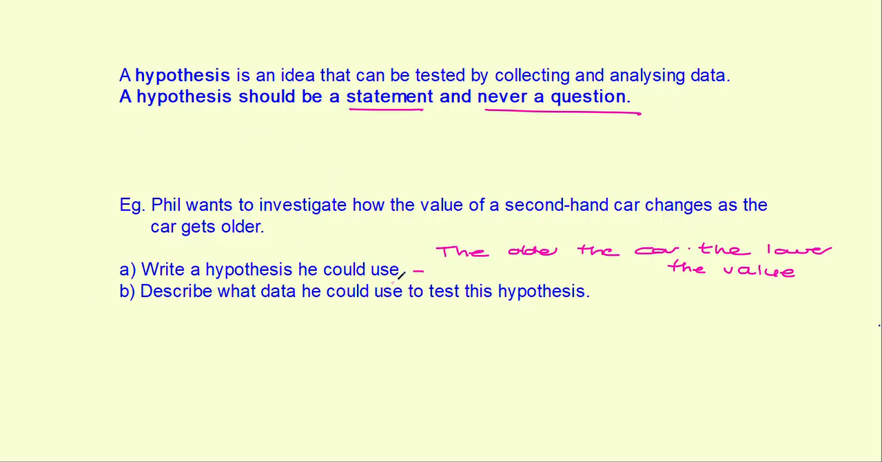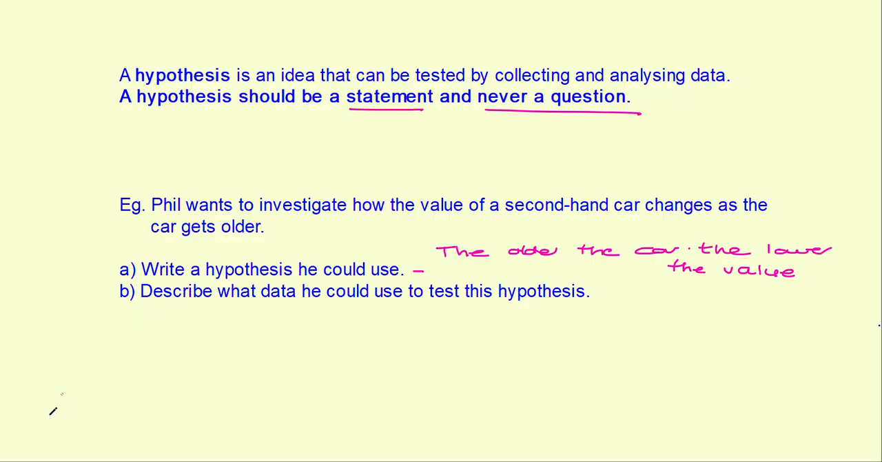So describe what data he could use to test the hypothesis. Value of a second-hand car. He may use data on the internet, secondary data on a car website that shows the sales of cars. Or he may go to a car garage and look at the age of the cars versus the price of the car. Lots of different ways he can collect that data. Lots of extraneous variables in there as well. The make of the car, the model, all of that is going to affect the price. But he could go to a car garage and look at the age of the car versus the price tag that it's got on it.